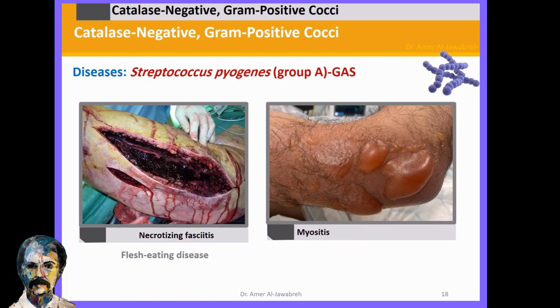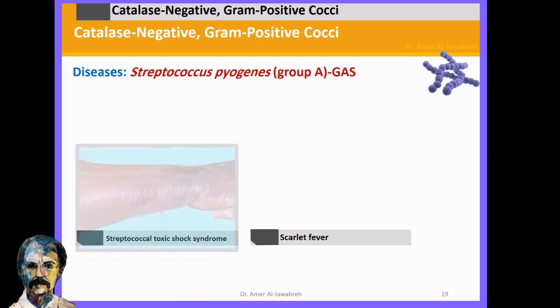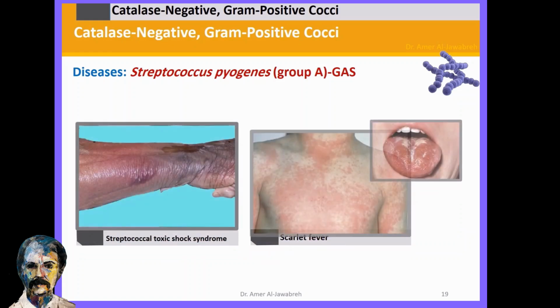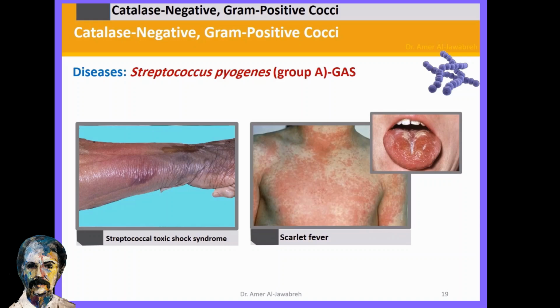Myositis, inflammation of the muscle. See here, you have this fluid-filled papule, myositis, inflammation of the muscle. This is caused by streptococcal toxic shock syndrome. And as you see here, of course, to give an accurate diagnosis, you need tests at the end. Scarlet fever, the rash. See, red rash on the trunk, the chest, and even on the tongue. Strawberry tongue, yes, thank you. So scarlet fever, strawberry tongue.